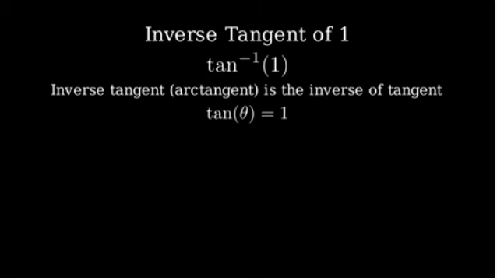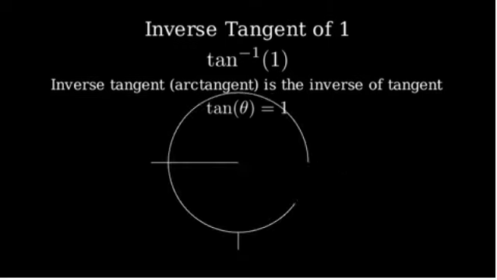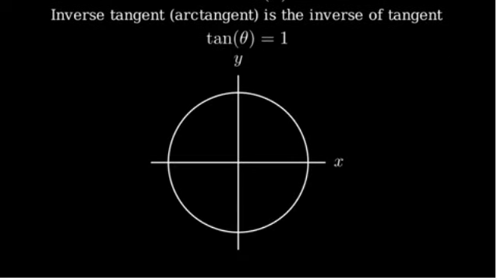To visualize this, let's look at the unit circle. In a unit circle, the tangent of an angle is the ratio of the opposite side to the adjacent side. For tan of theta to equal 1, the opposite and adjacent sides must be equal. This occurs at an angle of 45 degrees, or pi over 4 radians. So we've found our solution.